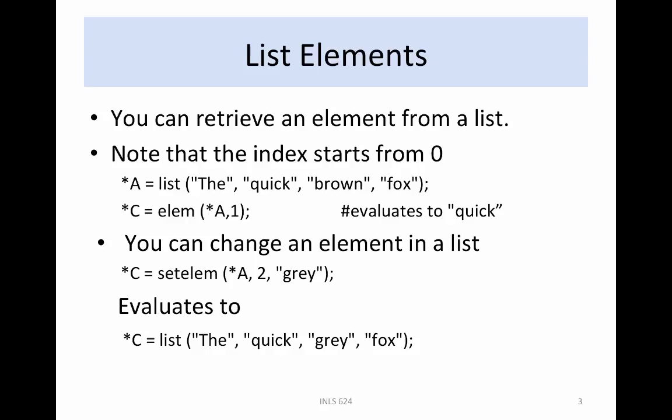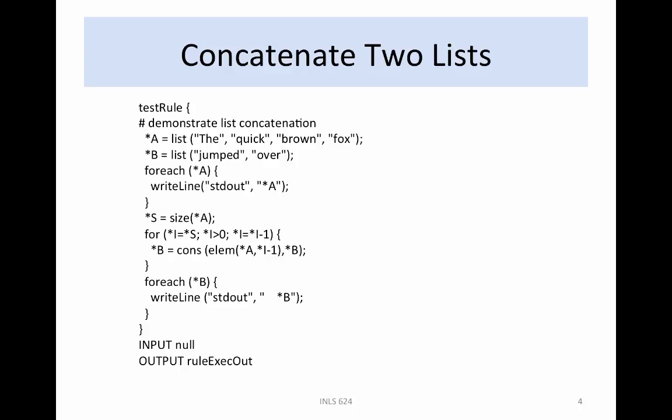A list may be modified using the operator setElem. This microservice has 3 parameters: the name of the list that is being modified, the index of the element that is changed, starting with 0 for the first element, and the value that is being inserted into the list. For example, *C = setElem(*A, 2, "gray") sets the string *C to the list the quick gray fox. Lists can be concatenated, added together.